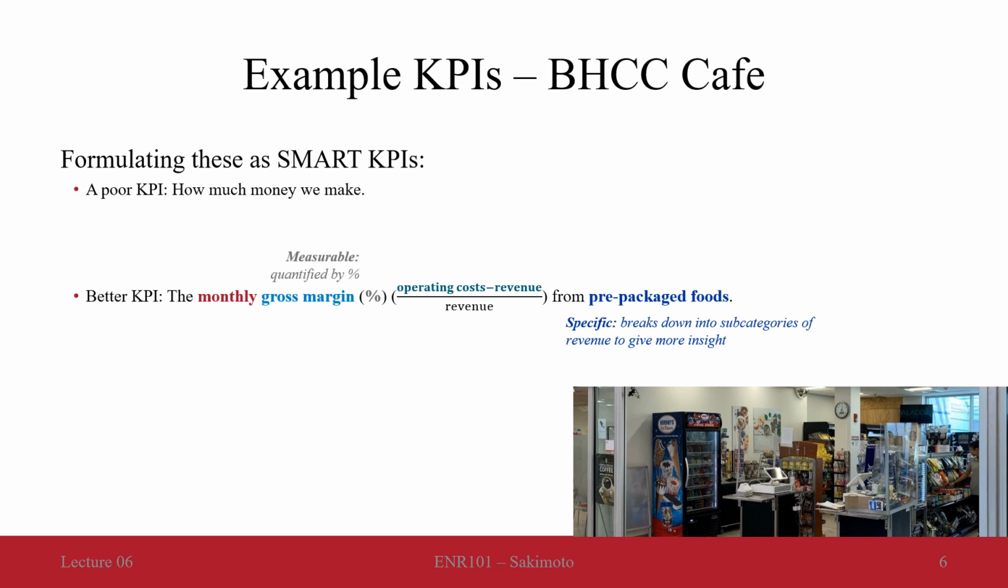We also make sure that this is measurable. We create a metric, this gross margin, that's measured with percentage, and we can tell numerically and objectively that if our gross margin percentage goes up, it becomes better. If it goes down, it becomes worse.